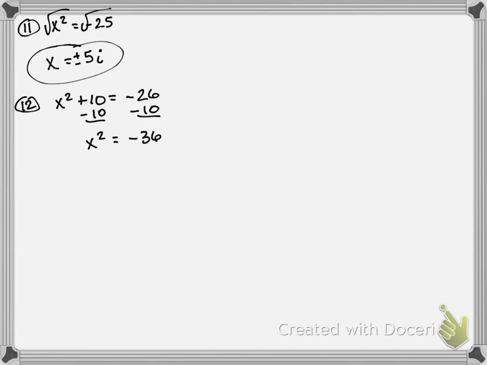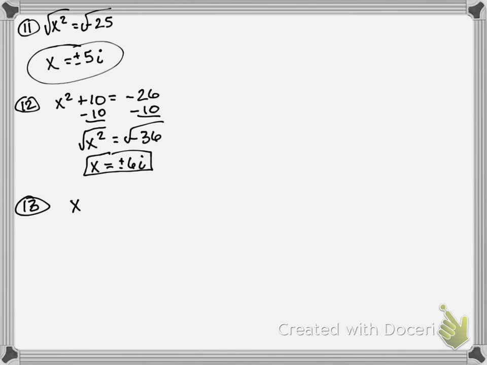And now this turns into one just like number 11. You got to square root both sides. You can't take the square root of a negative, so an i comes out. And the square root of 36 is positive or negative 6. That one's done. Okay? 13.